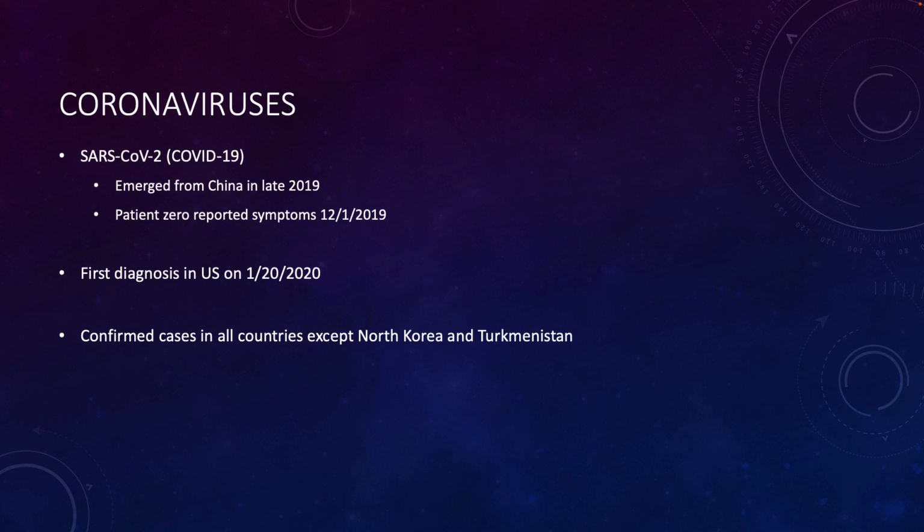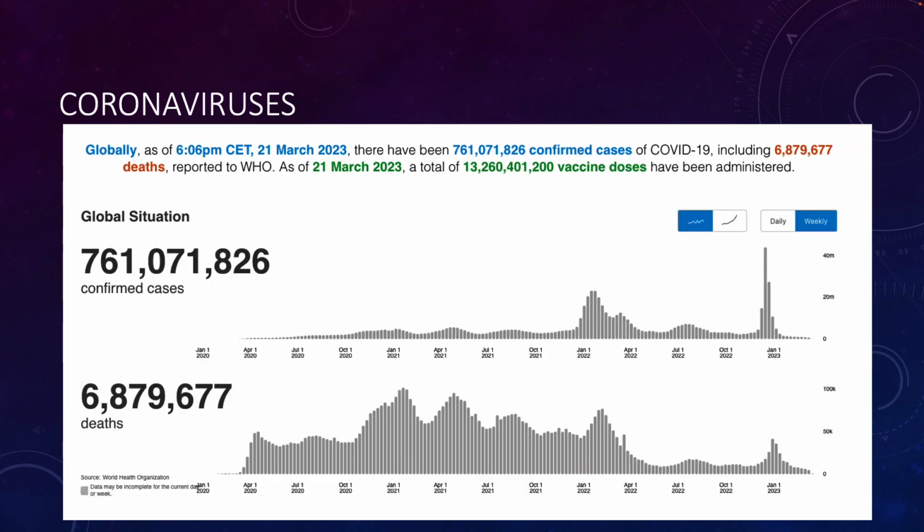There have been confirmed cases in all countries except North Korea and Turkmenistan. I really don't know much about the politics of Central Asia, so I don't know what's going on in Turkmenistan. But North Korea, let's be real, I'm sure they've had it. They just don't want to say it. These are the data from the World Health Organization, the most recent data I could find. As of March 21st, 2023, there have been over 760 million confirmed cases of COVID-19, including nearly 6.9 million deaths.